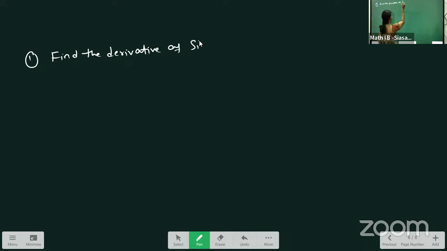First question. Find the derivative. The question will be asked like this. Find the derivative of sin 2x by using first principle. With the help of this, we have to do this. Just go through the formula and find out.